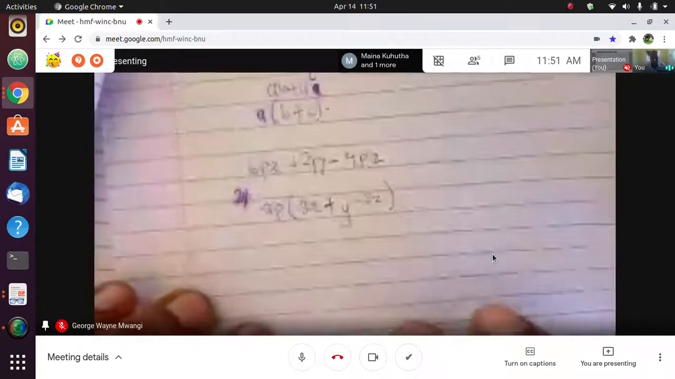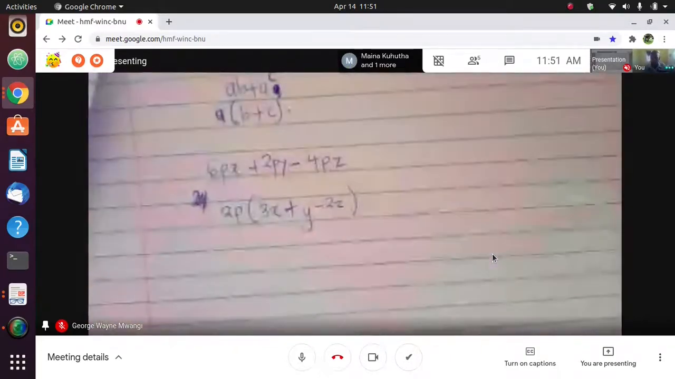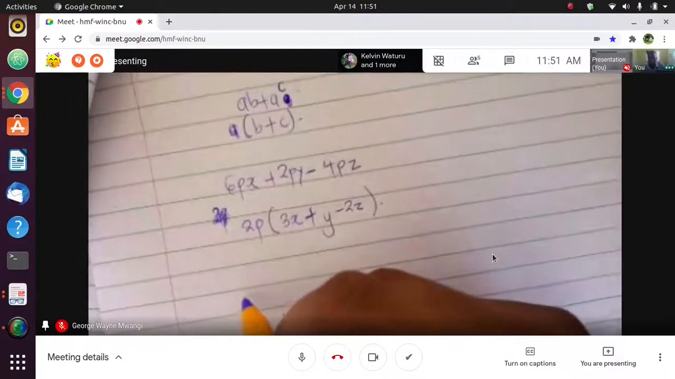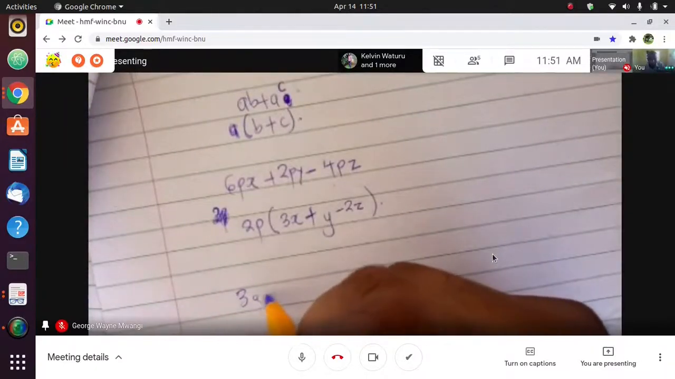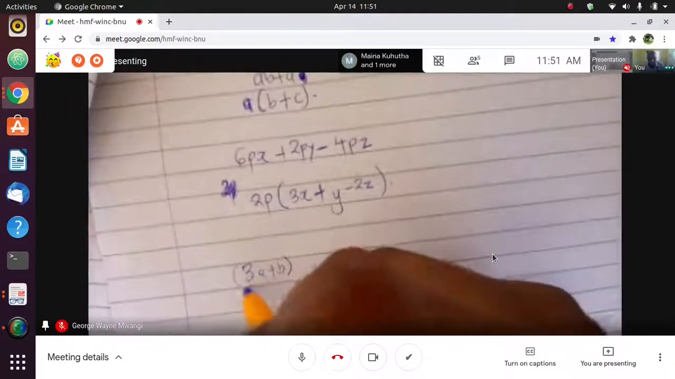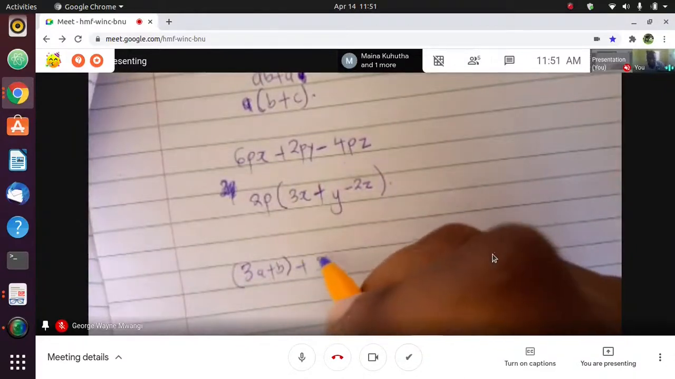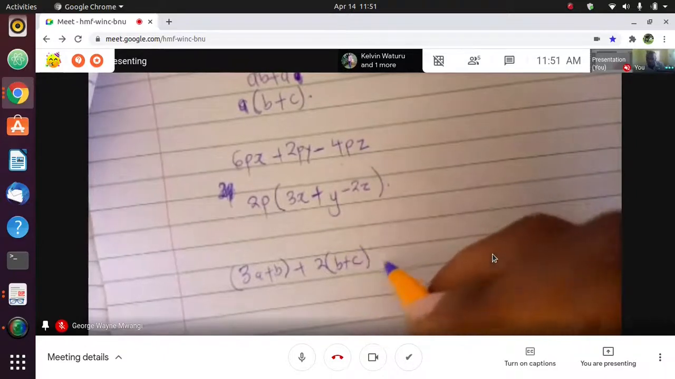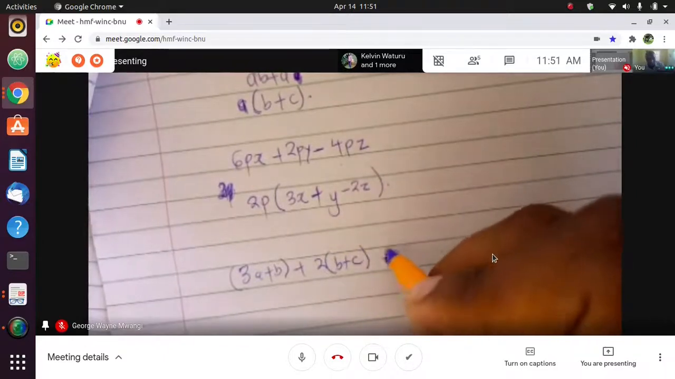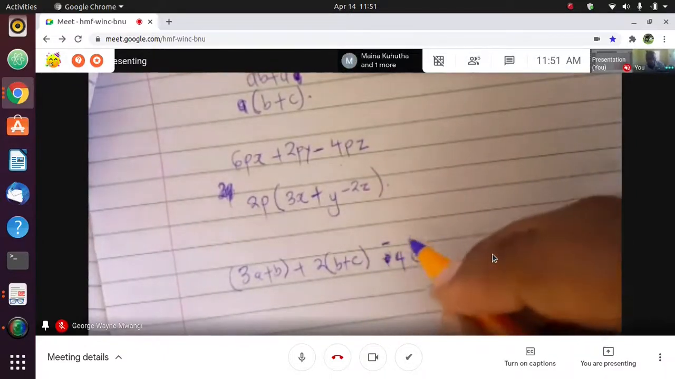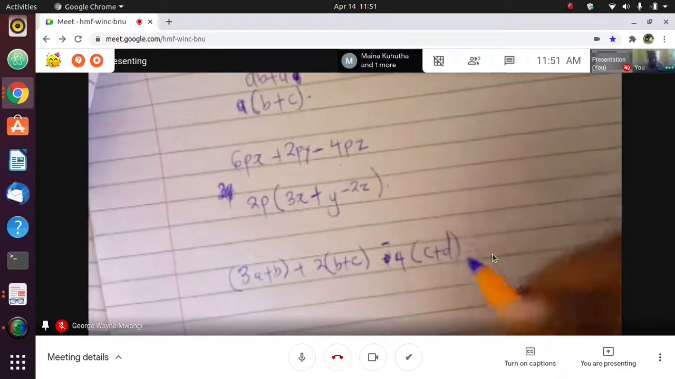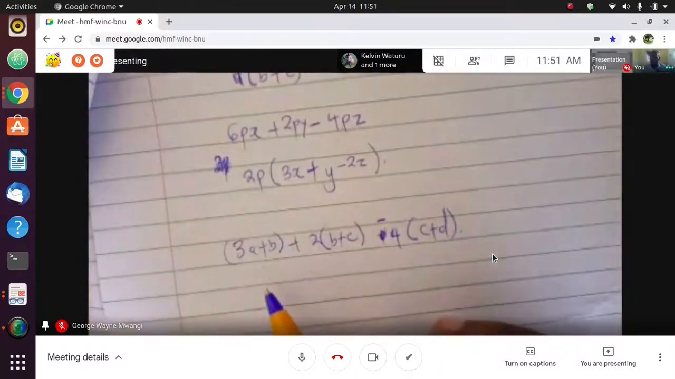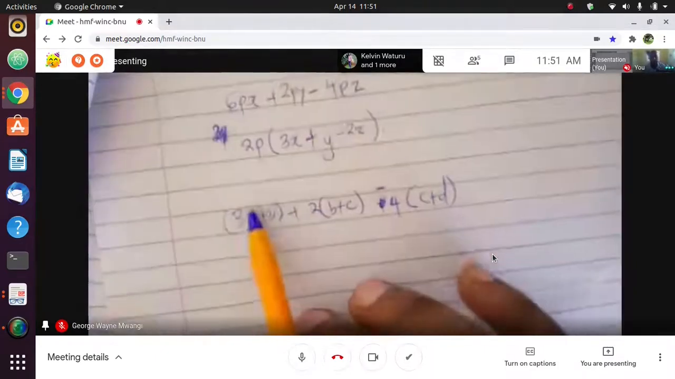So that is basically how to factorize and how to introduce brackets. Now we have been told to simplify. Let's try this. 3a(b) plus 2(b plus c) minus 4(c plus d). You have been told to simplify. How do we do that, minor?